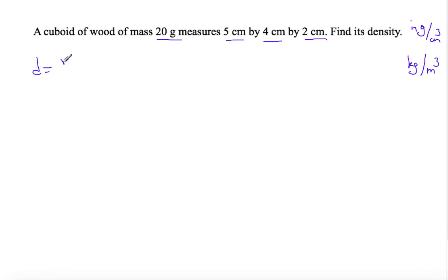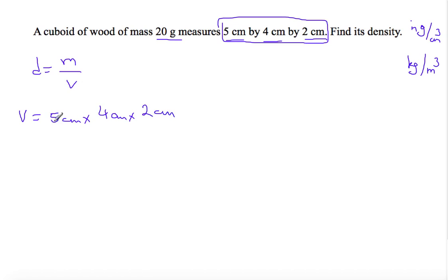Density equals mass out of volume. Mass is given, but density is not given, so we need to calculate volume first. What is the volume? 5 centimeter times 4 centimeter times 2 centimeter. 5 times 4 is 20, times 2 is 40. Volume is 40 centimeter cube.